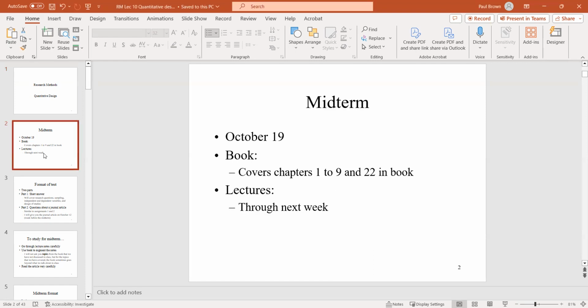So the midterm is on the 19th. That's 2 weeks from Thursday. It will cover, and this is all in the syllabus, chapters 1 through 9 and chapter 22 in the book. So chapter 22 is ethics. 1 through 9 is basically the things we've covered. It will cover the lectures through.